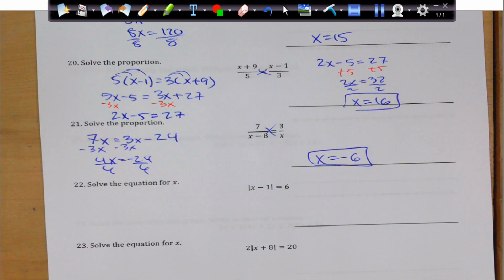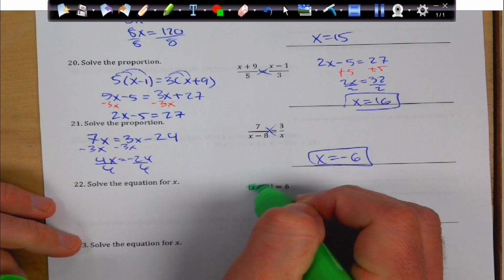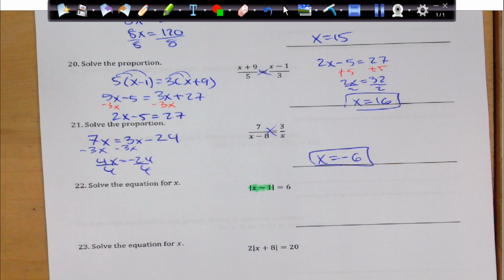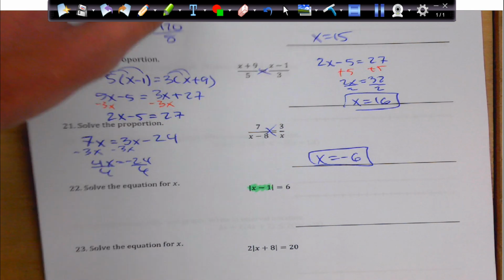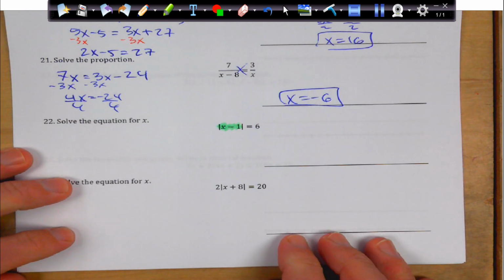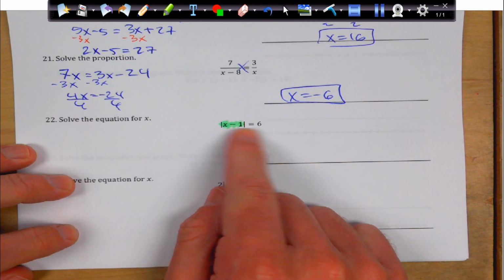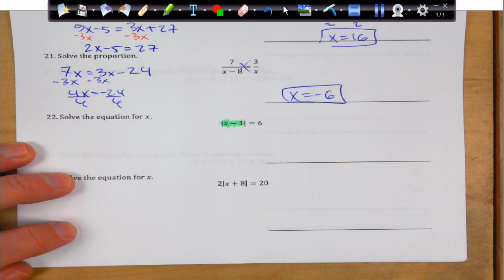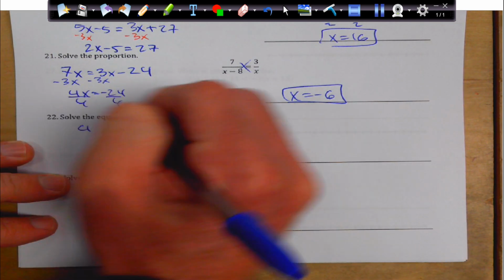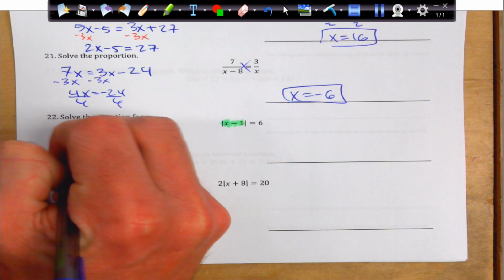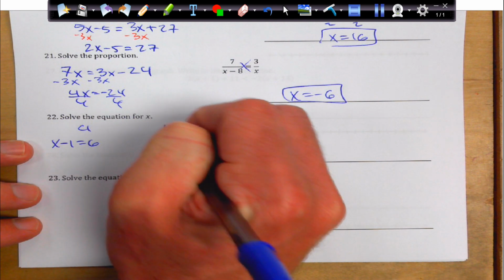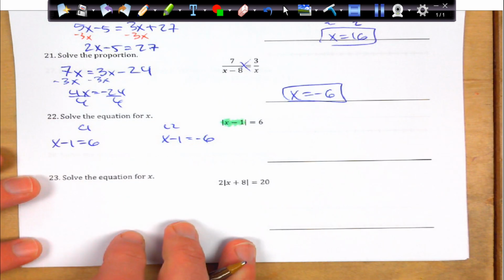All right, absolute value. The key is to get the absolute value part alone, and then we set up our 2 different cases, one where the value is positive, and one where it's negative. Remember, this always has to be equal to a positive value first. We check that out, and that works. So we get case 1, case 2: x minus 1 equals 6, x minus 1 equals negative 6. We're going to get 2 answers for this.